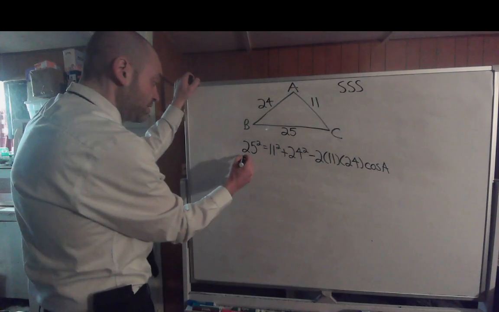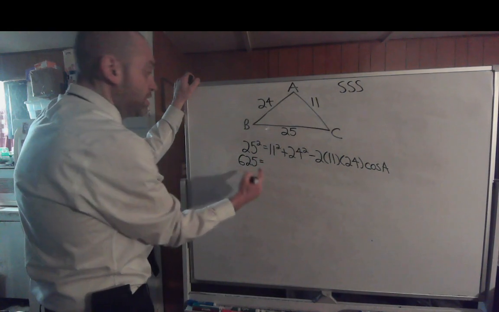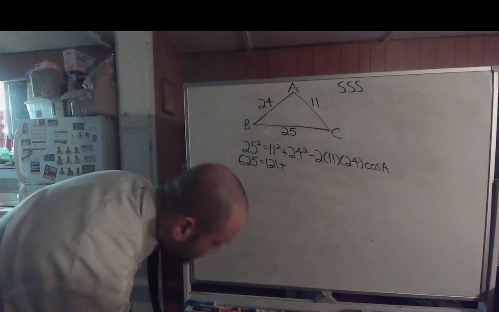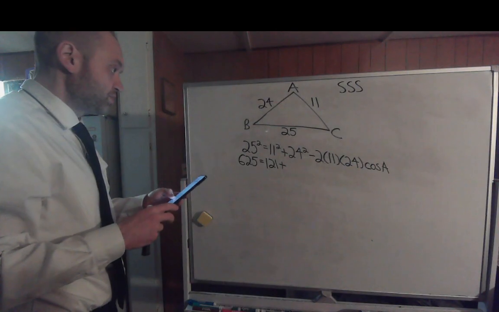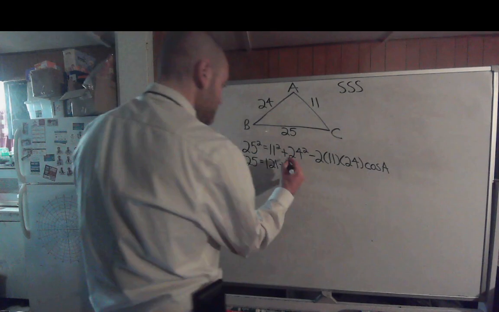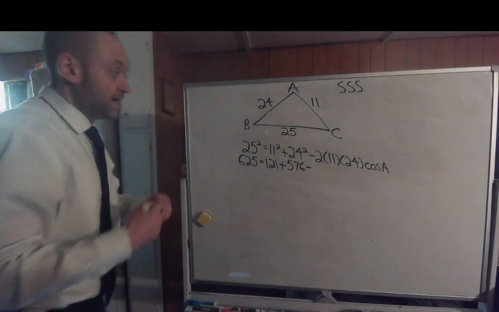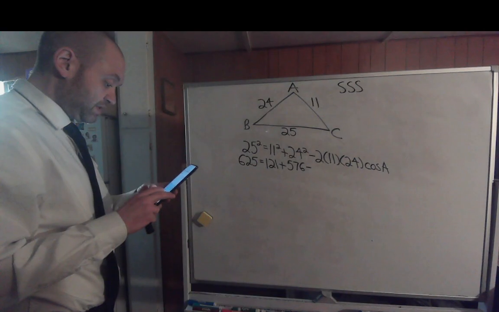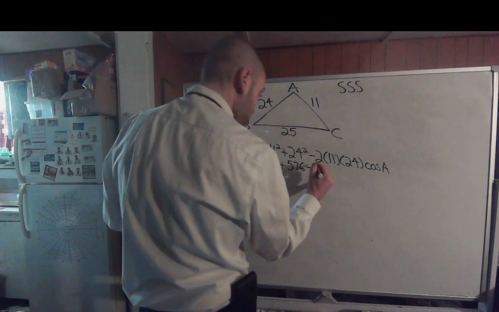All right, so we know 25 squared is 625. Now, 11 squared, that's 121. I believe 24 squared is 576, but let me double check that. I certainly don't wish to get this wrong. Yep, it is 576, just as I thought. Minus 2 times 11 times 24 times the cosine of A. So 2 times 11 times 24, that's minus 528 cosine of A.